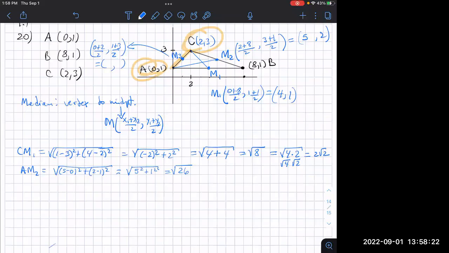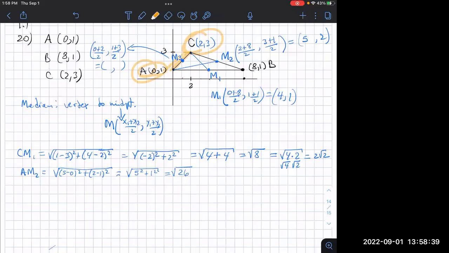What did you get 3.5? Walk me through. 2 plus 5 divided by 2 plus 3 plus 2. No, we're not looking at the midpoint between C and M2. We're looking at the midpoint of AC. You see this other side. So you're looking at the corner 0, 1, and 2, 3. Okay, so try again.